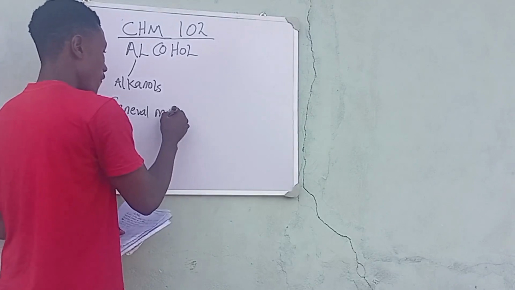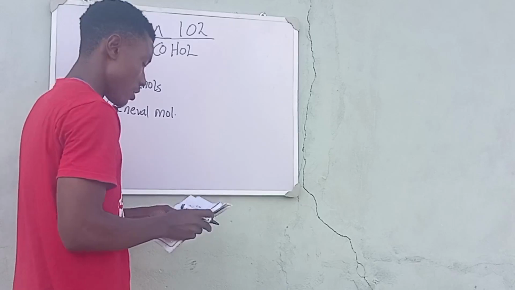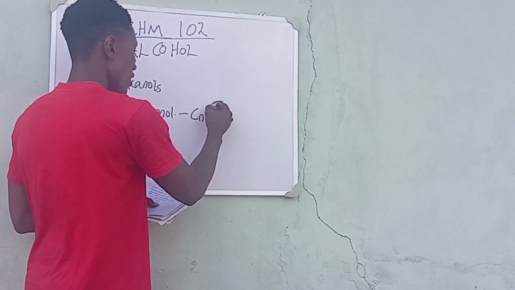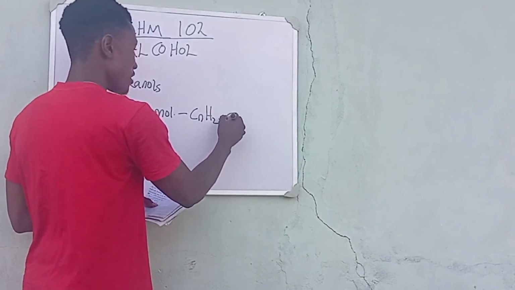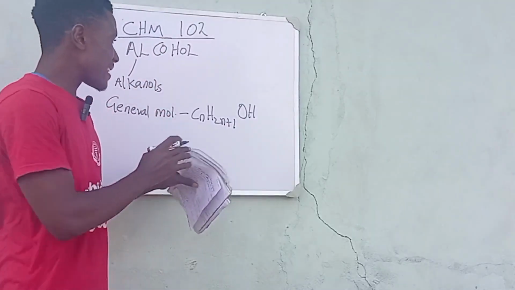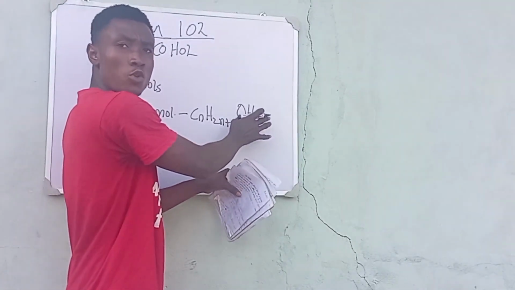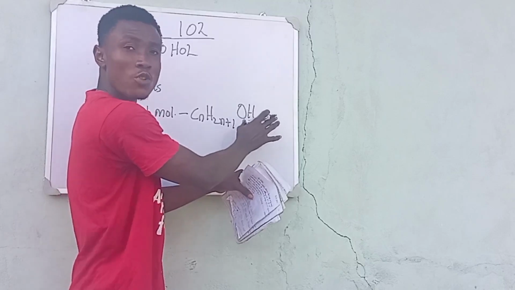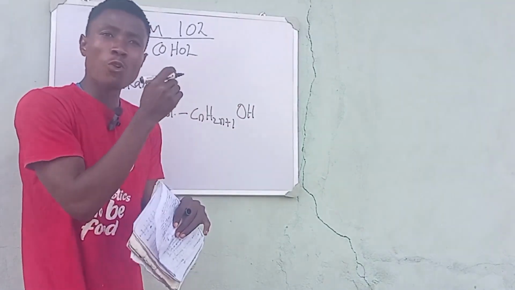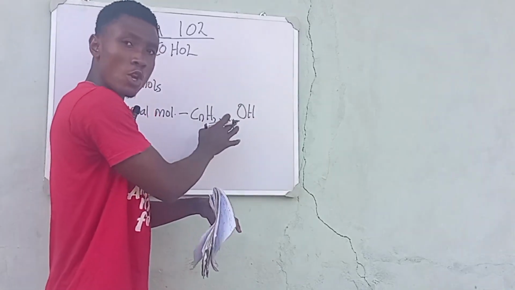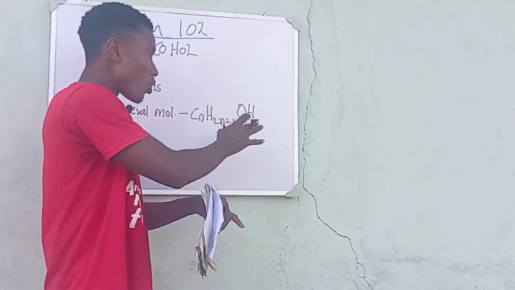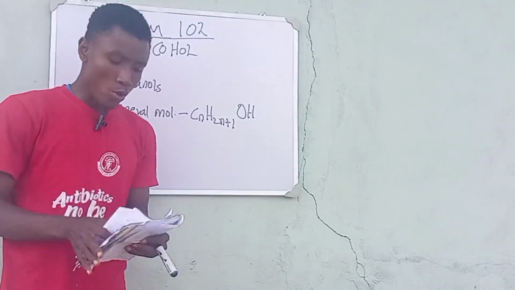This is the general molecular formula, CnH2n+1OH. Now it is very important to note that this OH here is the functional group. This is what differentiates them: the moment you see OH in a compound or in the name of a compound, it tells us that what they are talking about is the alcohols. So when you see the OH at the end of a compound name, you reference the name to alcohol.